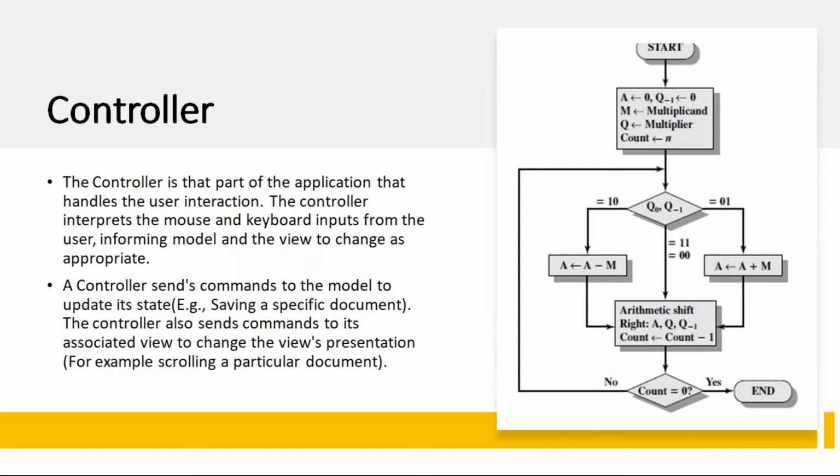Once a user comes to your web application, he sees the view, he makes a request. It's the controller that takes that request down to the model and then retrieves whatever information the user is requesting for via the controller and sends it back to the view for the user to see. So a controller sends commands to the model to update its state, like saving a specific document. The controller also sends commands to its associated view to change the view's presentation.